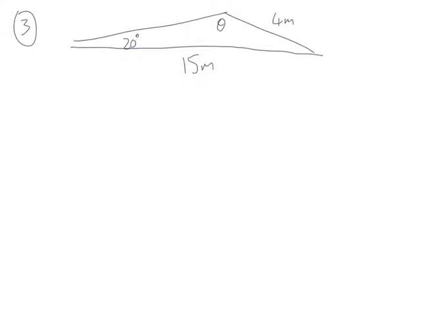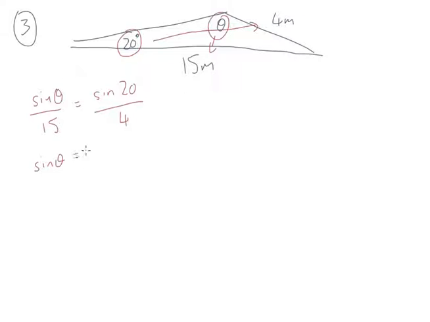Okay. Sine rule, opposite pairs. Opposite pair in here, opposite pair in here as well. So I want the version with the angle on top: sine theta on its matching pair, 15, equals sine 20 on its matching pair, 4. So solving this, I will get sine theta equals 15 sine 20 on 4.